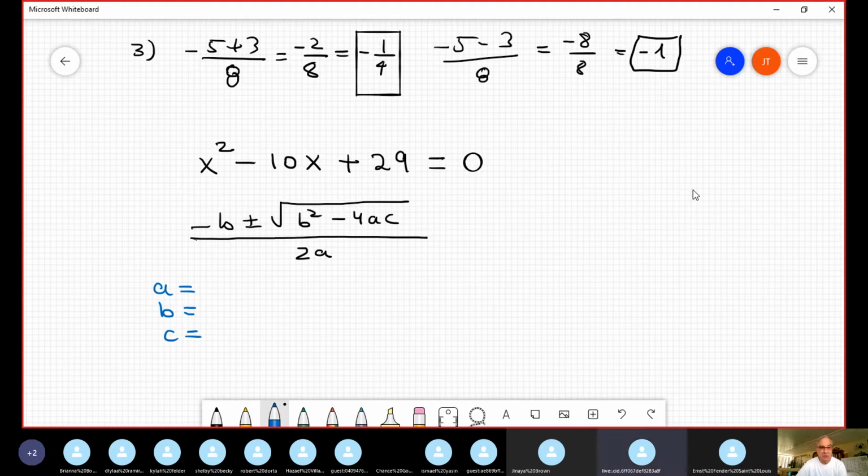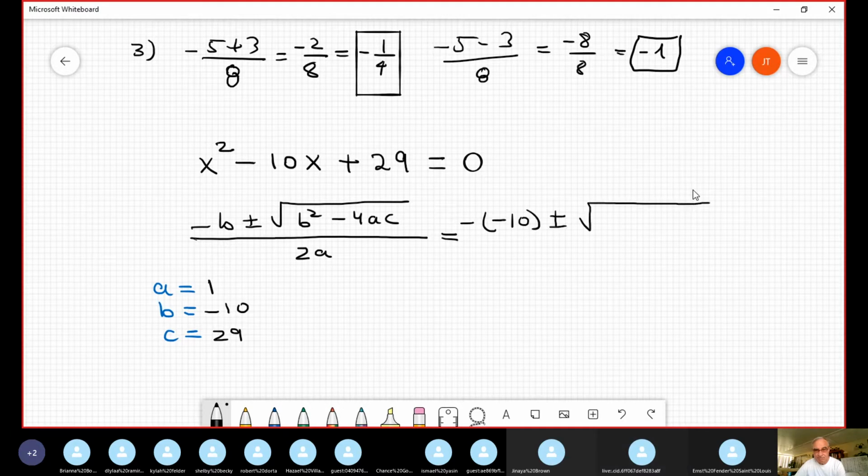Okay. a is 1, b is negative 10, c is 29. Exactly. Now plug it in. When you plug it in, remember we have a double minus, right? The minus of the formula and the minus of the value for b become positive. Do you prefer writing negative, negative 10, or directly putting the positive? Directly put a positive. Me too.